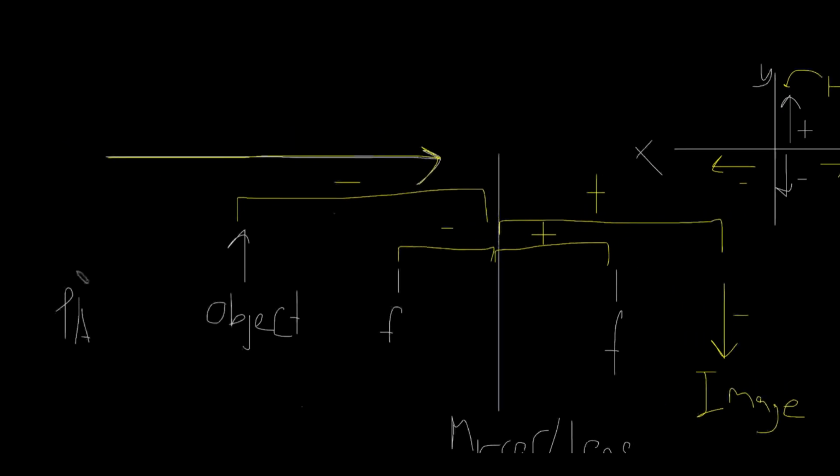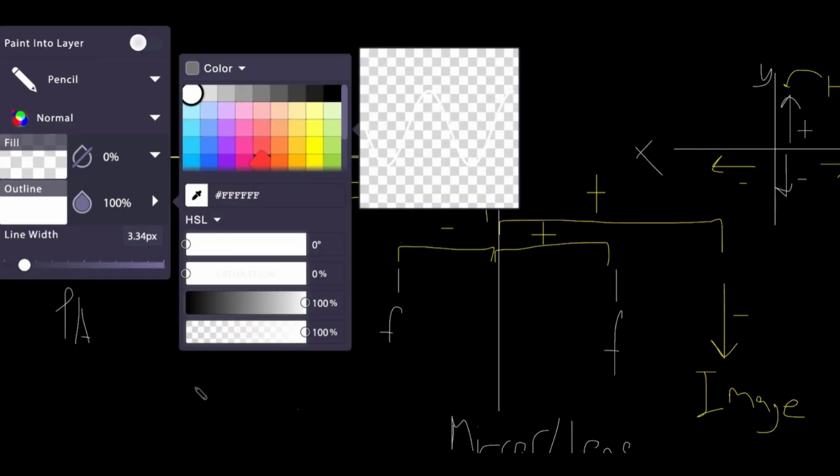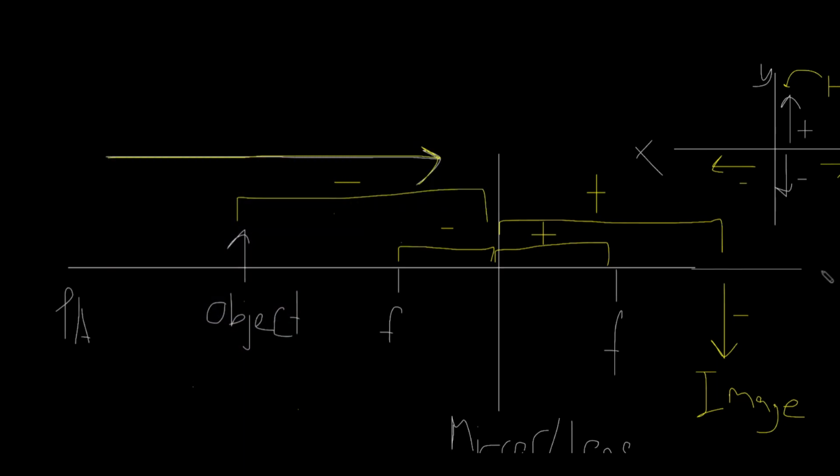Now, let's say that this is my principal axis, and let's say that light is coming towards this way. Whatever side the light comes towards, well, actually, let's talk about heights first. Heights might be easier. So when you have an object, if it's above the principal axis, it's going to be positive. If it's below, it's going to be negative. Simple enough, right? And this goes for images as well. If it's above the principal axis, positive; below, negative.